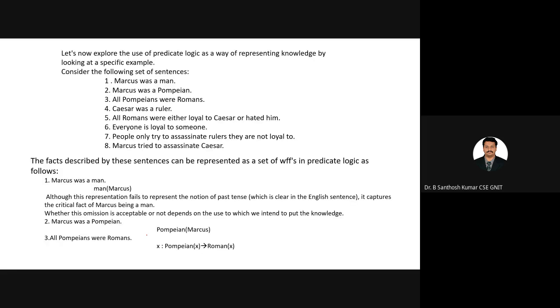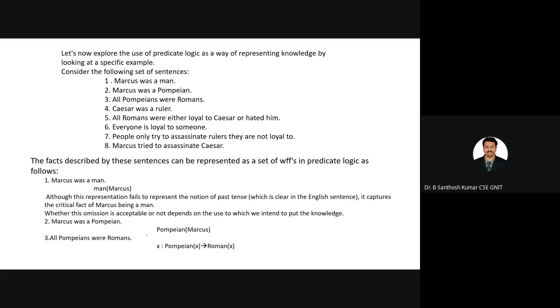Here some examples are given. The first, it is raining, we directly mention as raining. If it is sunny, we write it as sunny, or hot or sunny. Or it is windy, we directly write windy. Then the fourth statement, it is raining, so it is not sunny. It means rainy, not sunny. Like that we represent.